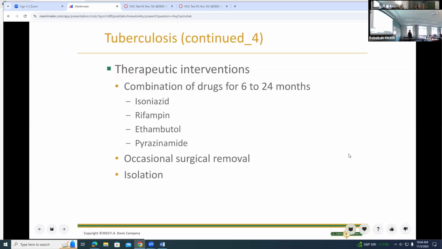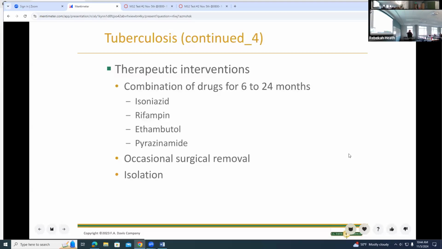With tuberculosis, there's a long treatment cycle. If you have it, it's often 6 to 24 months to fully get rid of tuberculosis, which is why we are so diligent about testing our healthcare workers, and if you're in long-term care facilities, those residents there, we usually always give a TB skin test when they're admitted, and usually once a year. We want to make sure that they don't have it, right? So it's very important to treat. It also mentions occasional surgical removal, very rare.